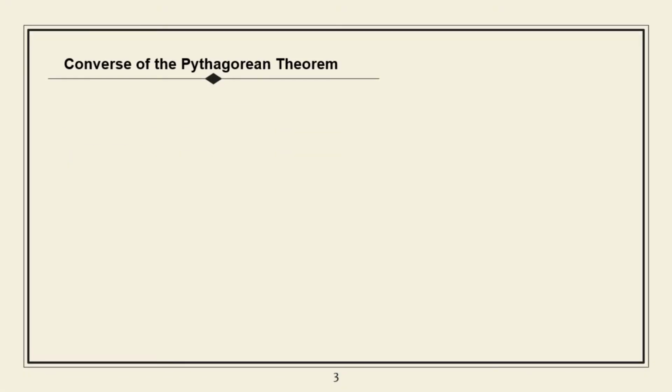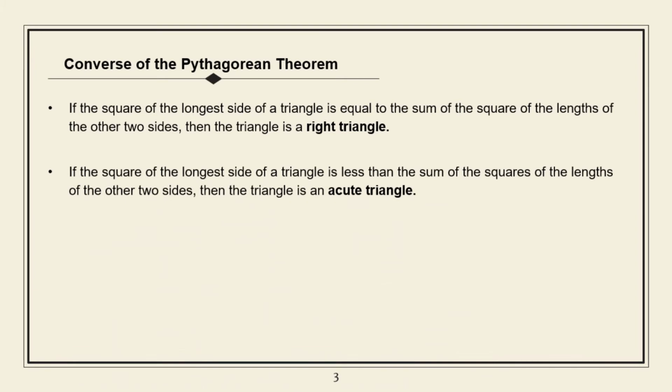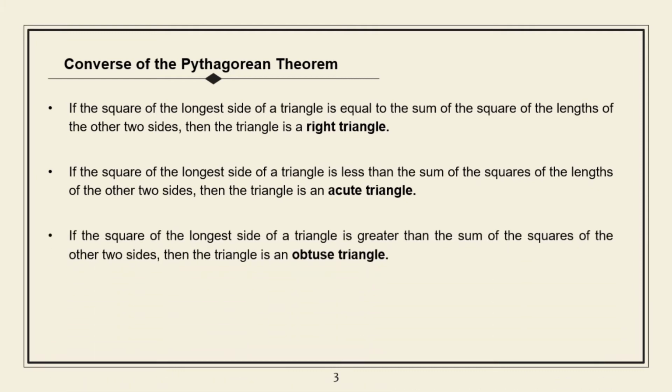Converse of the Pythagorean theorem: if the square of the longest side of a triangle is equal to the sum of the squares of the lengths of the other two sides, then the triangle is a right triangle. If the square of the longest side is less than the sum of the squares of the other two sides, then the triangle is an acute triangle. If the square of the longest side is greater than the sum of the squares of the other two sides, then the triangle is an obtuse triangle.